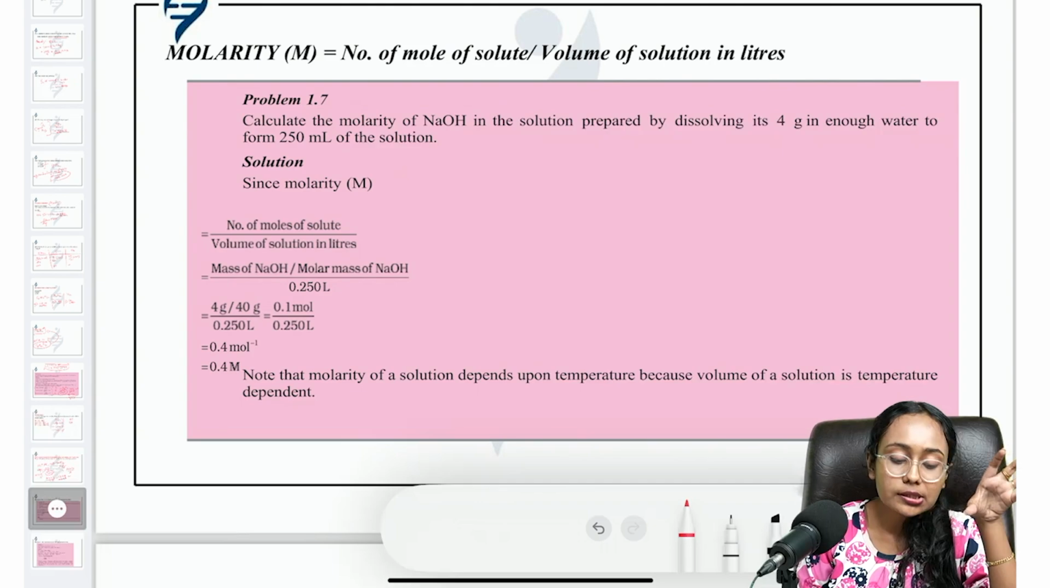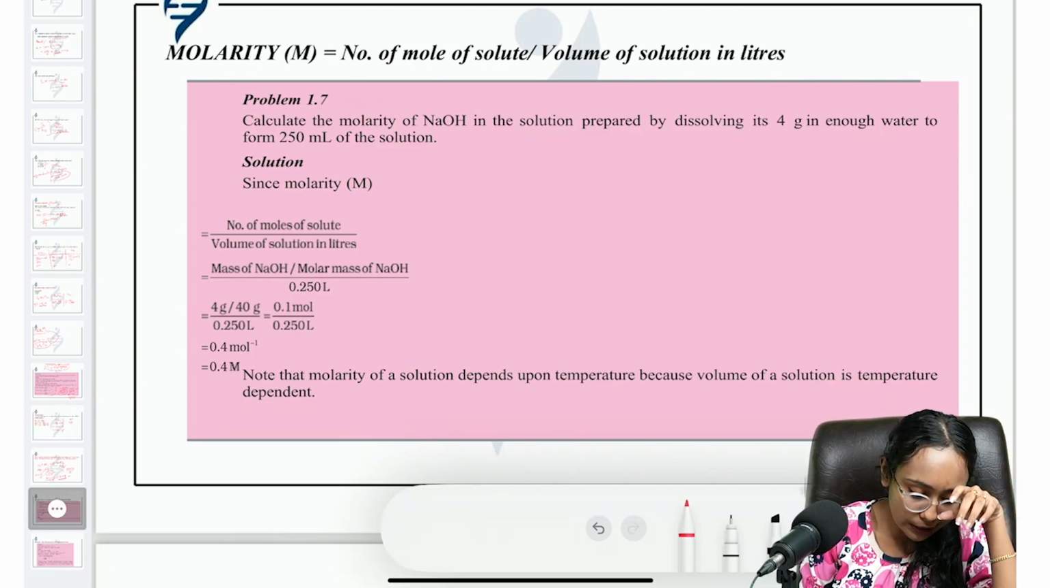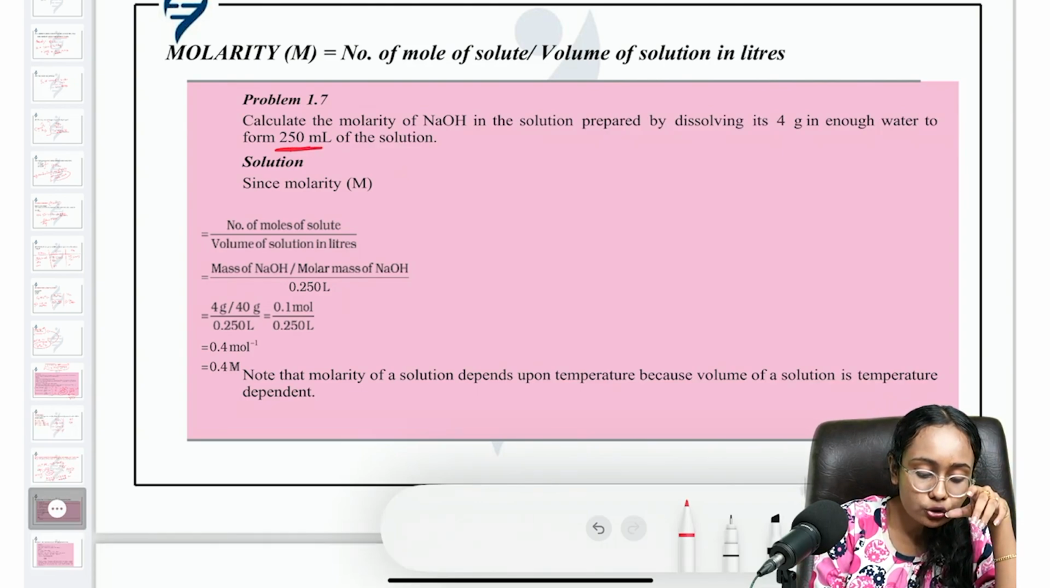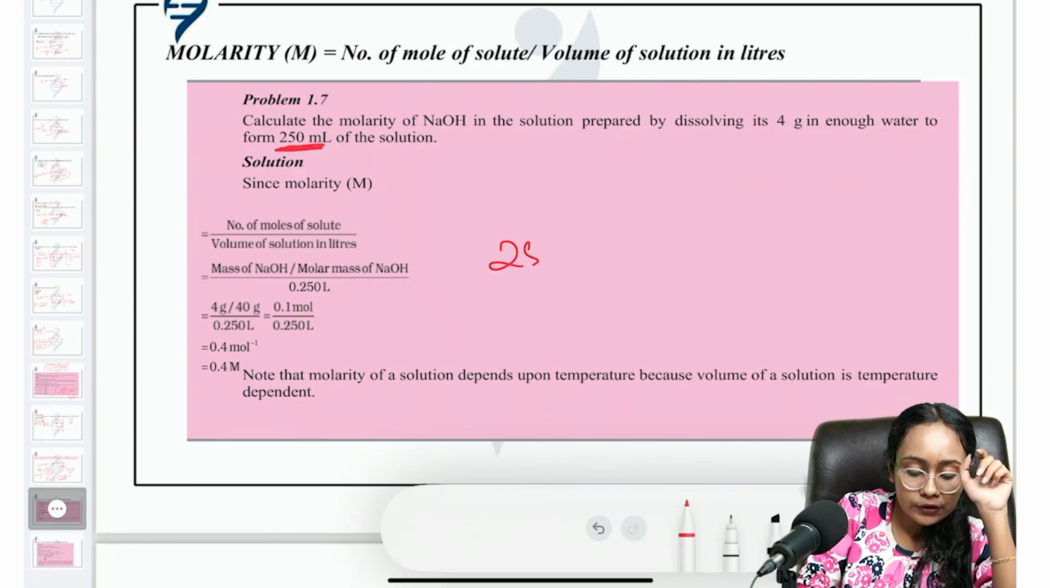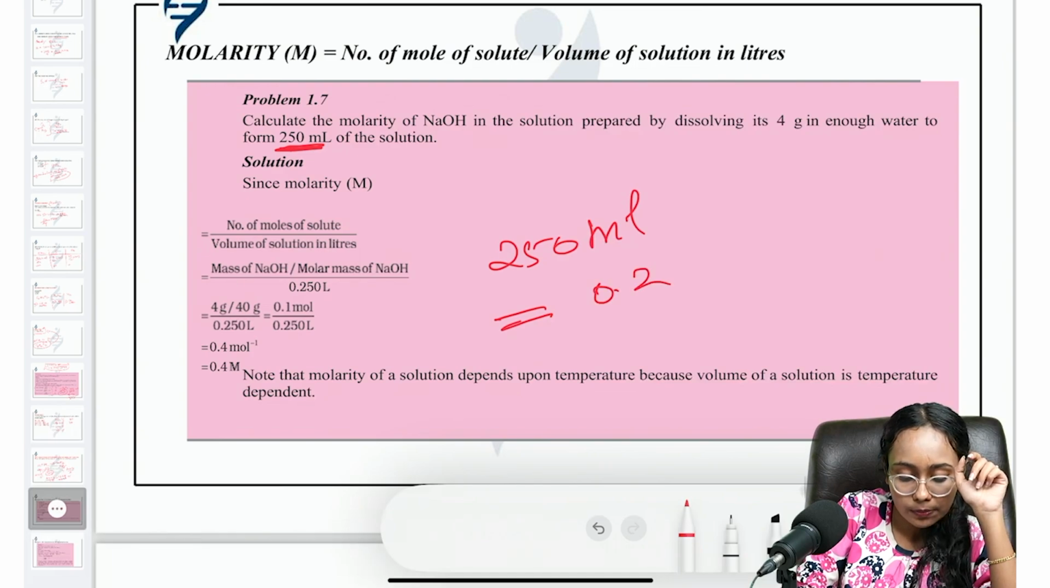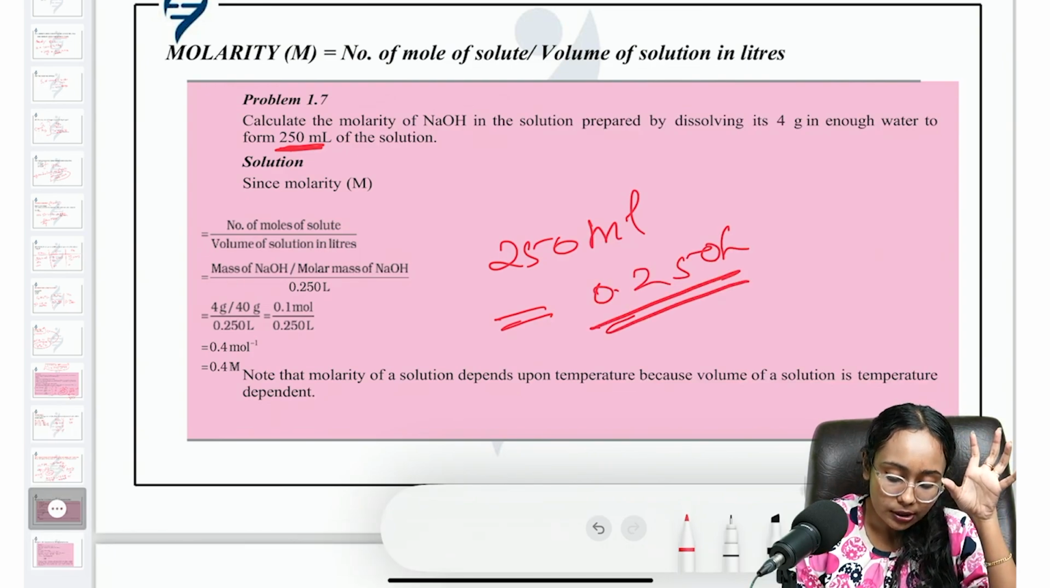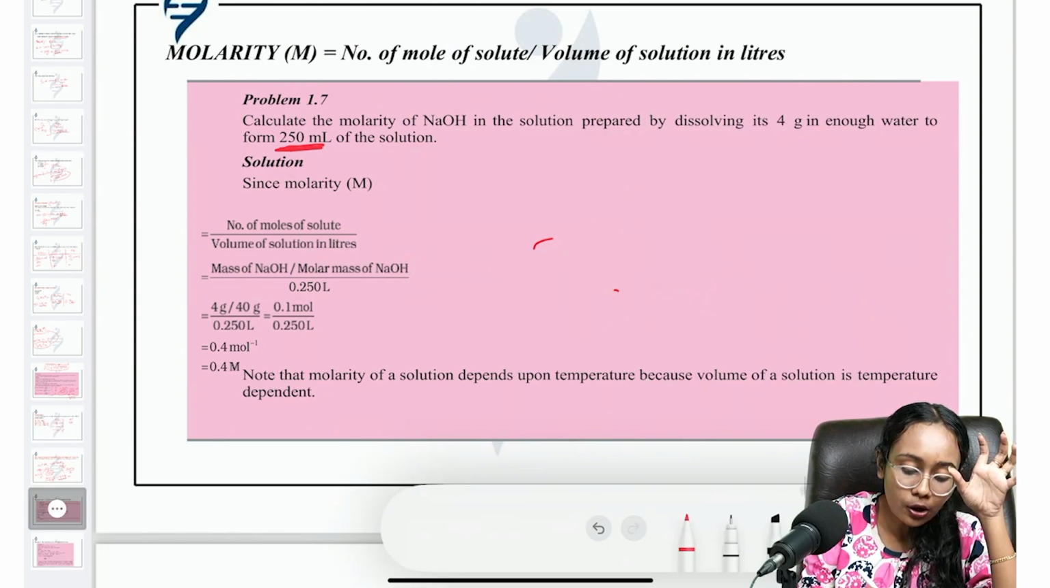So the equation is number of moles of solute by volume of solution in liters. Volume is already given here, 250 ml. But the volume should be in liters, right? 250 ml can be converted to liters, that is 0.250 liter. Now we need to find the number of moles of solute.